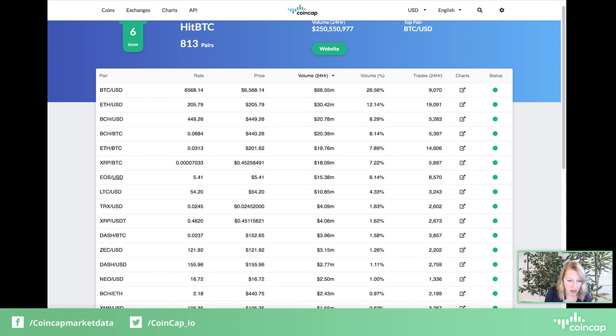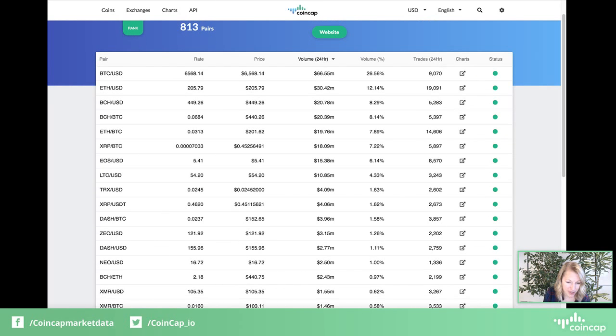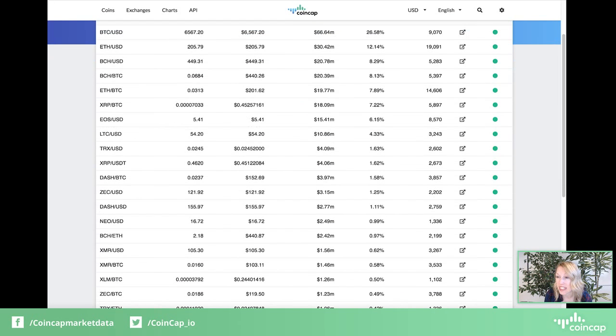Because yeah, I got US dollars. Maybe I want to get into EOS. Maybe I want some Zcash, Dash, Neo. Looks like I have a lot of options for my US dollars to take me somewhere on HitBTC.